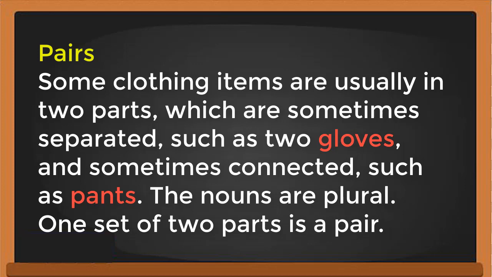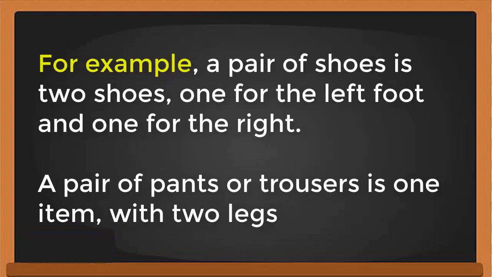One set of 2 parts is a pair. For example, a pair of shoes is 2 shoes, one for the left foot and one for the right foot. A pair of pants or trousers is 1 item, but with 2 legs. Because they have 2 legs, they come in pairs. So this noun is plural. There is no singular.